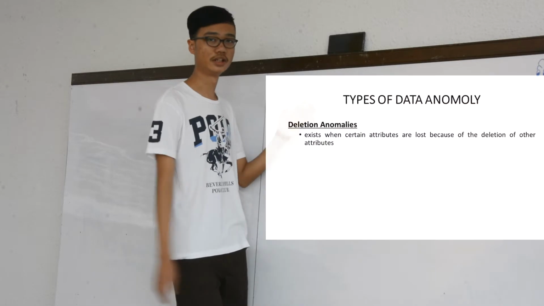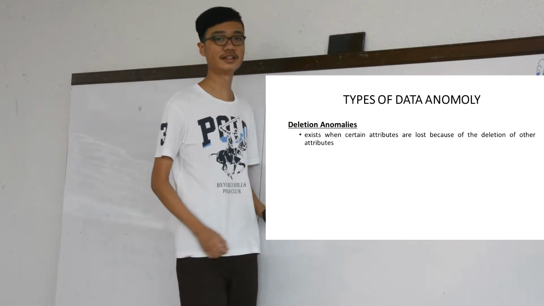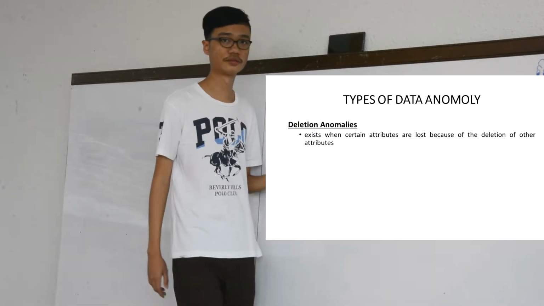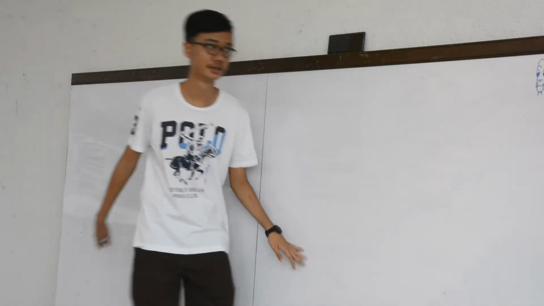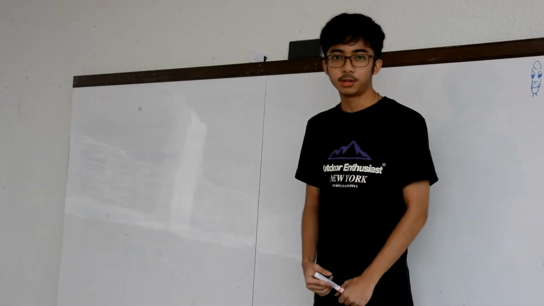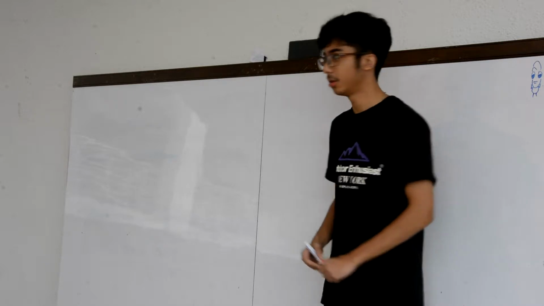Next, we'll talk about deletion anomalies. Deletion anomaly exists when certain attributes are lost because of the deletion of other attributes. So now I'll give an example of deletion anomaly.